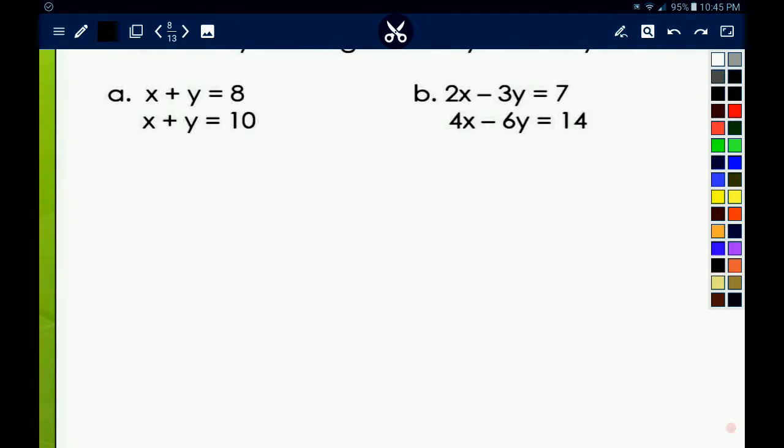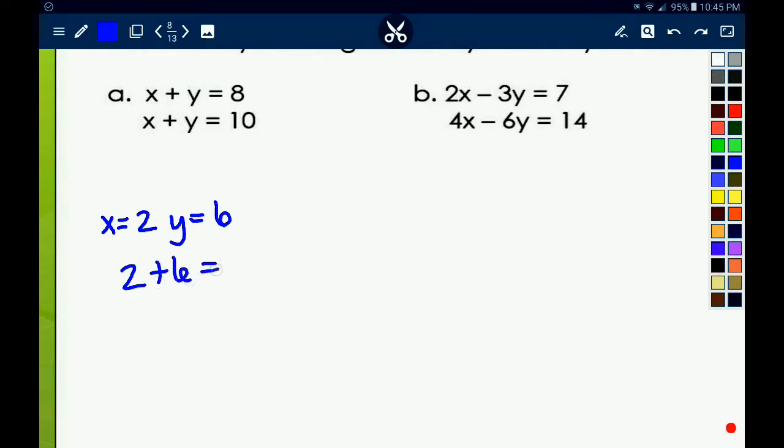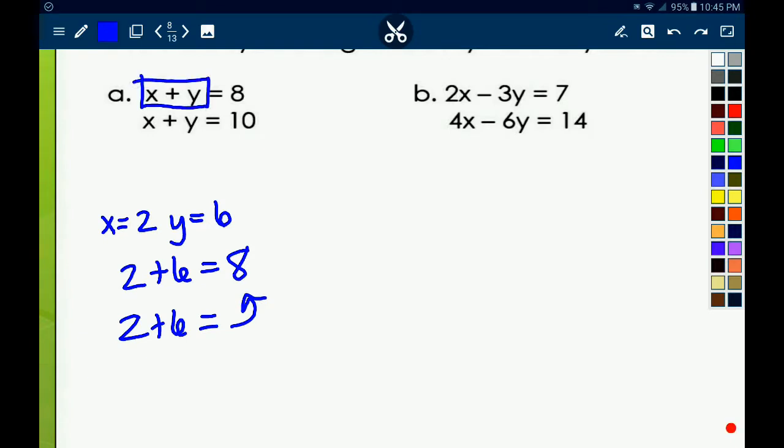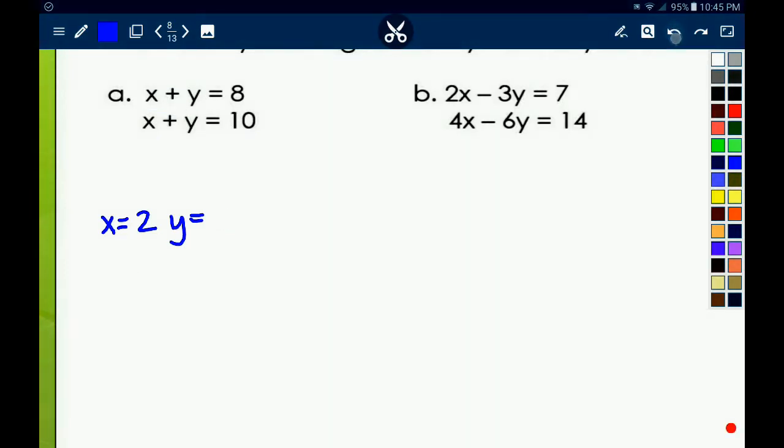Well, let's use that same logic that we used on previous examples where, let's say, we know what x and y are. Let's say x is 2 and y is 6. So 2 plus 6 equals 8. Could 2 plus 6 equal anything other than 8? No, it has to equal 8. So here we have x plus y equaling 8, but then x plus y also equals 10. That doesn't quite make sense. This is going to be one of those situations where we have no solutions.